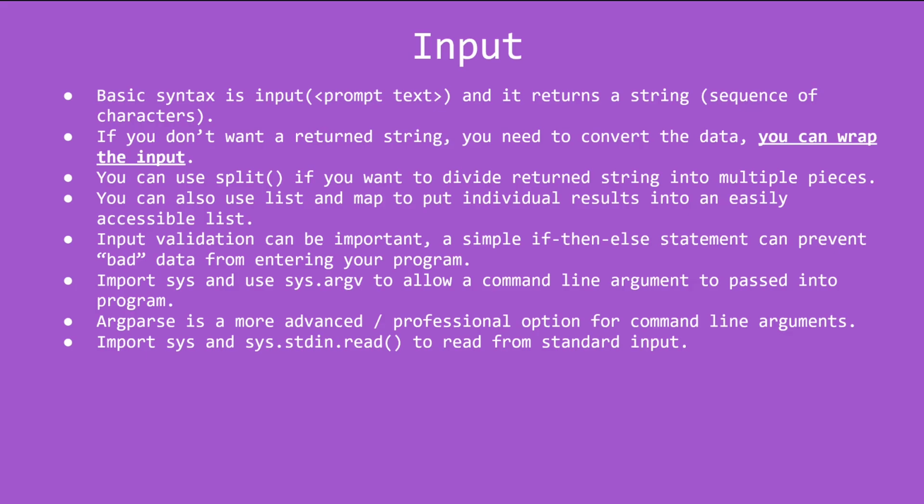Input validation may be very important, so you can put in a simple if then else statement. You can prevent bad data from entering your program. You can do import sys and sys.argv to allow a command line argument to be passed into the program. That can be very important. You've got argparse. This is a more advanced and professional way to handle command line arguments. You can also go back to the sys library and do a read directly from standard input. This is also something that's possible.